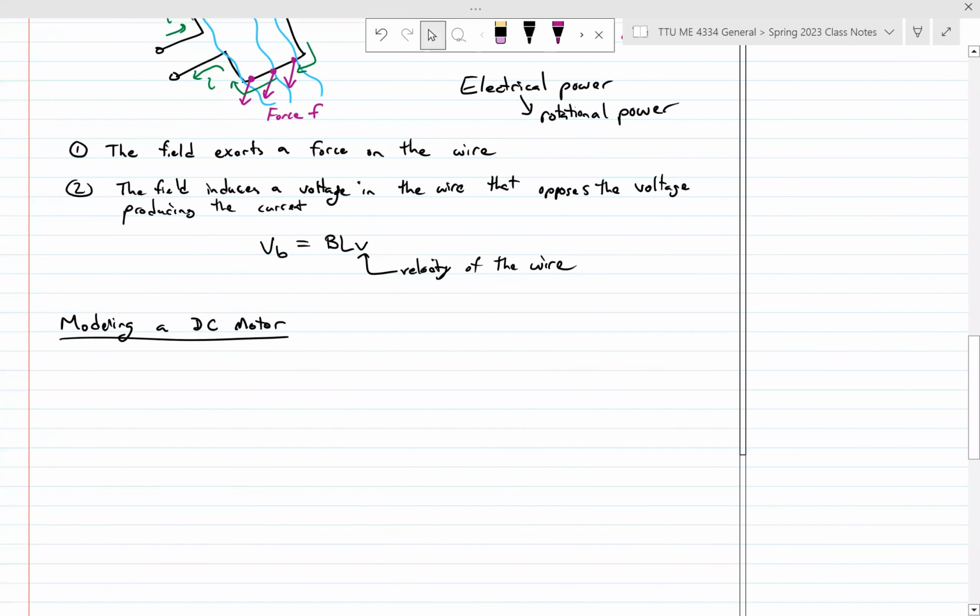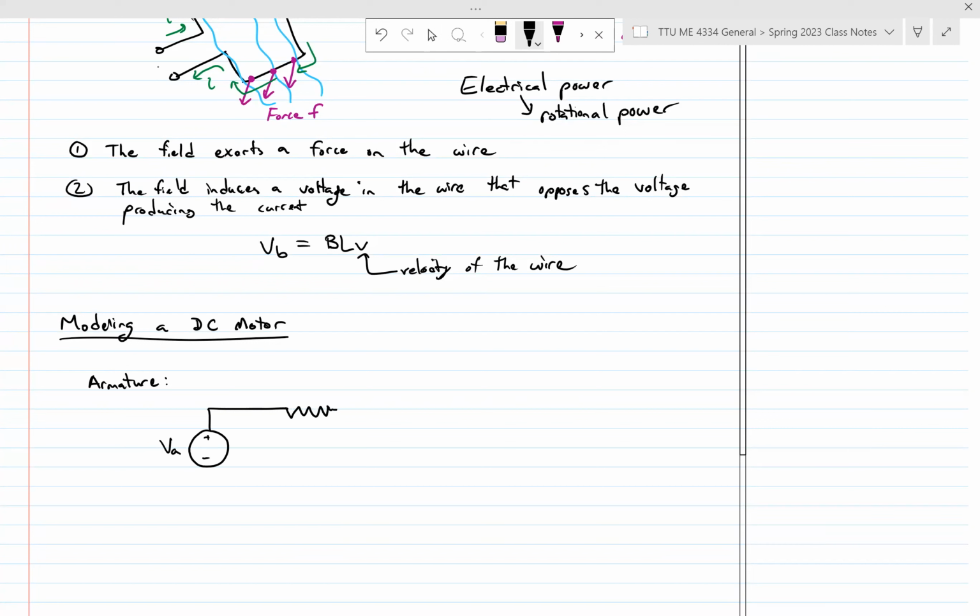DC motors have two parts. There's a reason why these are called electromechanical systems. We're going to have an electrical part and a mechanical part. The electrical part, I'm going to simplify down to the armature circuit. It has to do with our rotor coils. And so we have our armature voltage, VA, or our input voltage to our system.